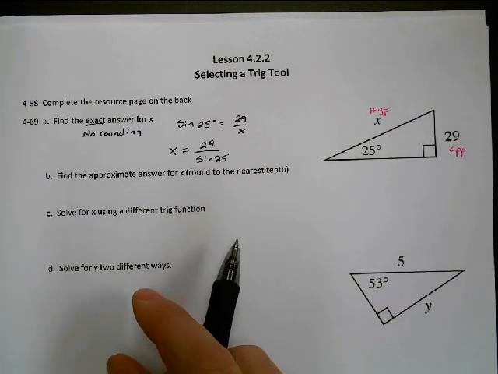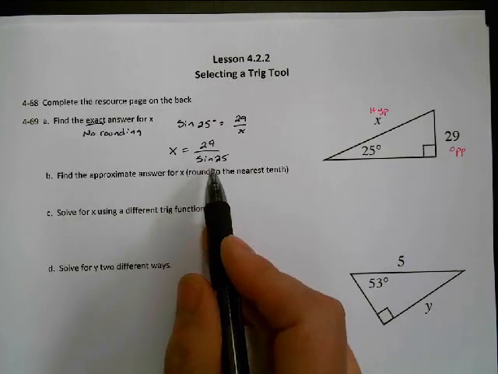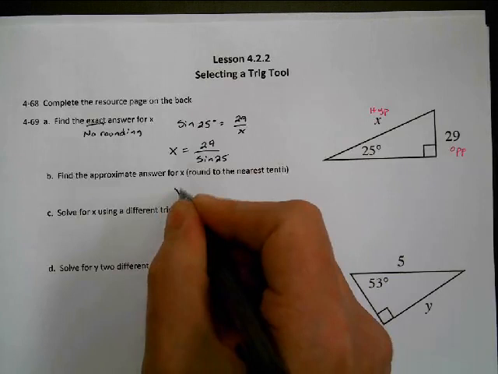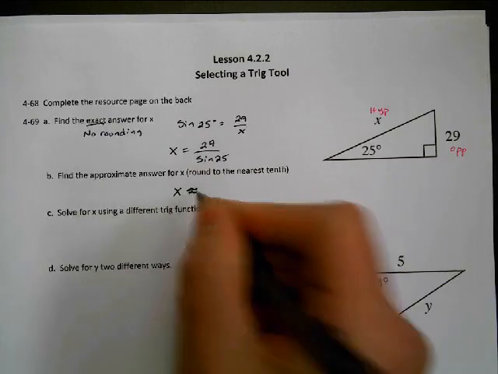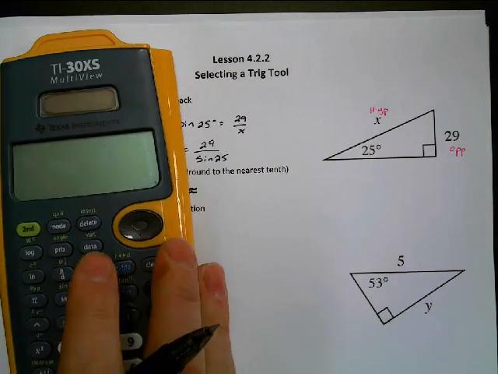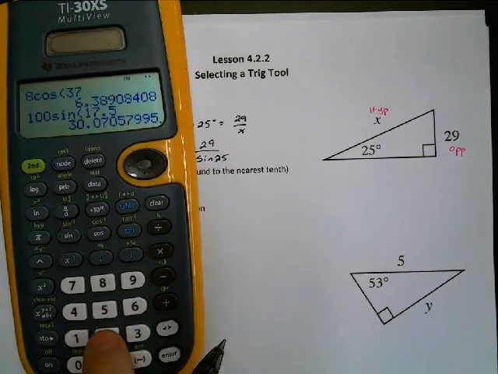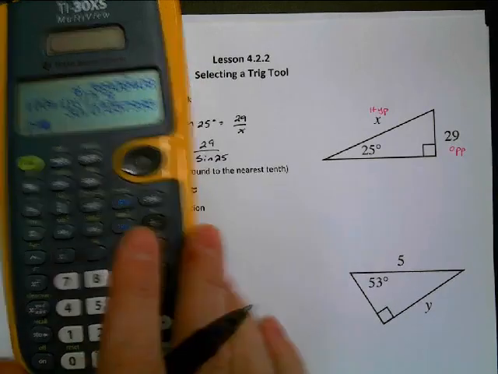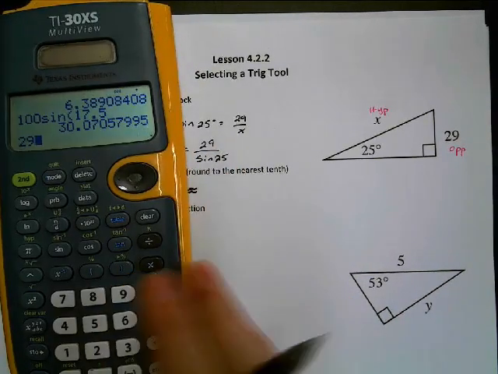The approximate answer is when we round, like to the nearest tenth. The little squiggly symbol means approximate. The approximate answer is when we actually use the calculator. So know the difference. If it's asking you for the exact answer, you would just leave it as 29 over sine of 25. The approximate answer is when they tell you to round.